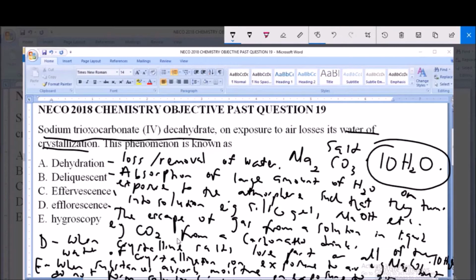So from the description we have given, we have rightly established that option D, which is efflorescence, is when crystalline salts lose part or all of their water of crystallization on exposure to air. And the example we gave was the example of the sodium trioxocarbonate 4 decahydrate. So it loses its water of crystallization on exposure to air. So the phenomenon, as we said, is efflorescence. Efflorescence, option D, is the correct answer to this question.